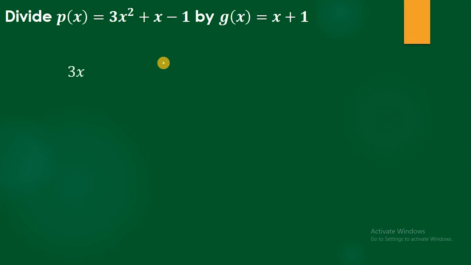So we'll divide it. We'll write the dividend first, that is 3x squared plus x minus 1 divided by x plus 1. Now to divide it, we take the first term of the dividend, that is 3x squared.